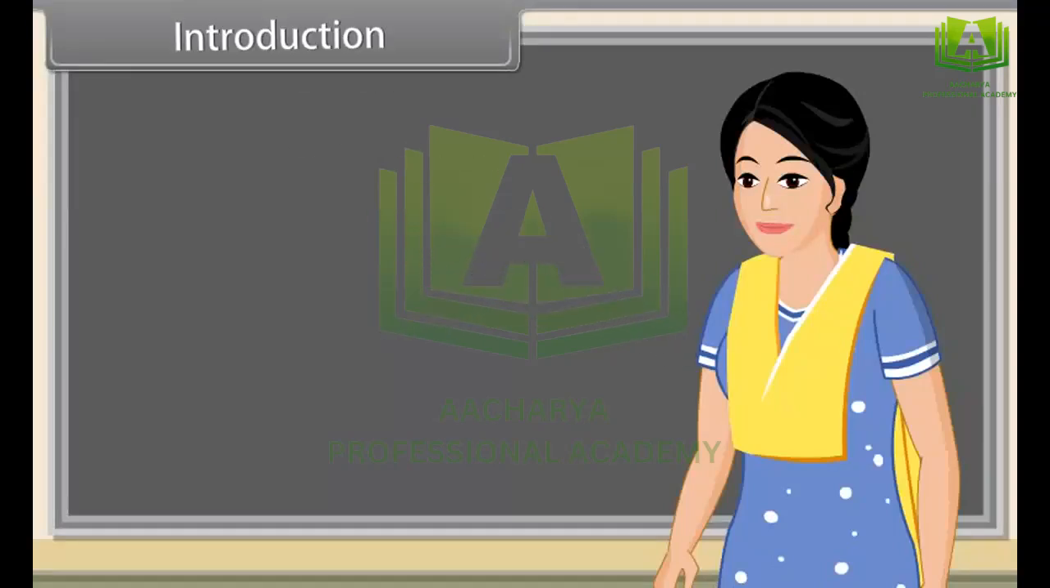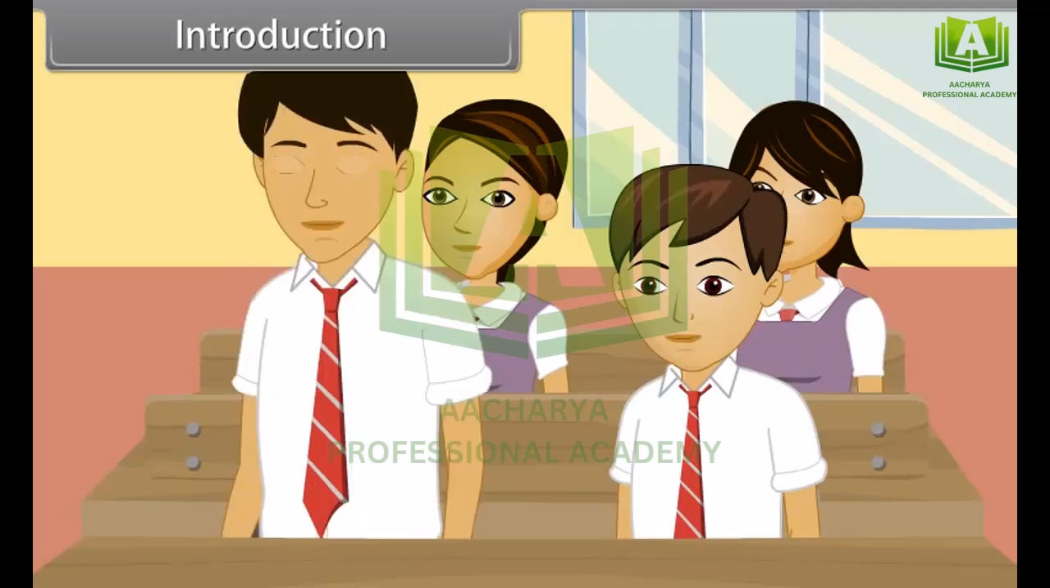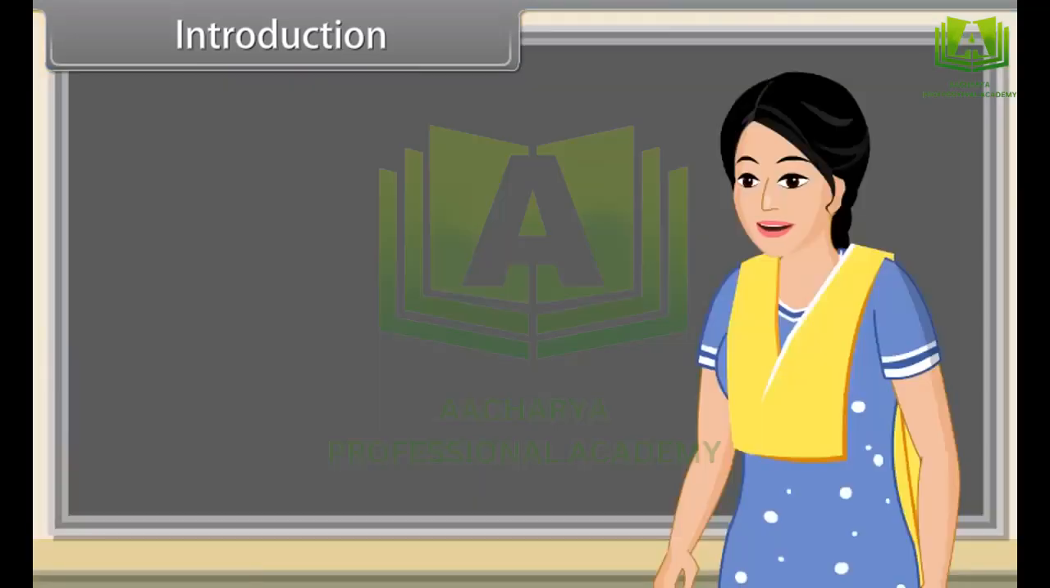Introduction. Have you ever been to the bank of River Yamuna in Delhi? Yes, ma'am. I have been there once. But, ma'am, there is a very unpleasant smell in the river and it is extremely dirty. Yes, Gaurav, you are absolutely correct.